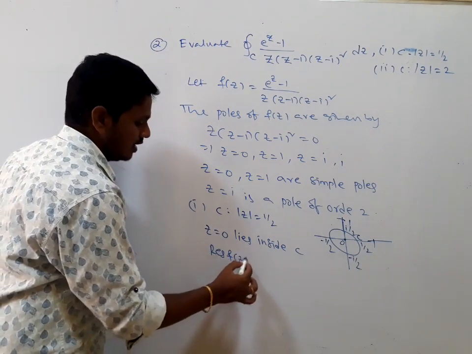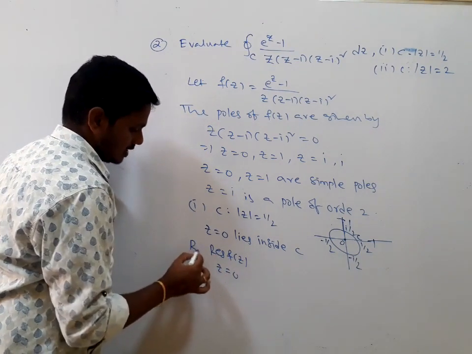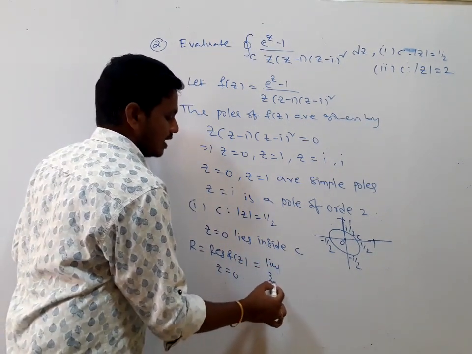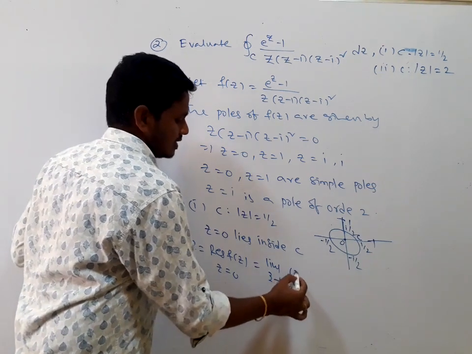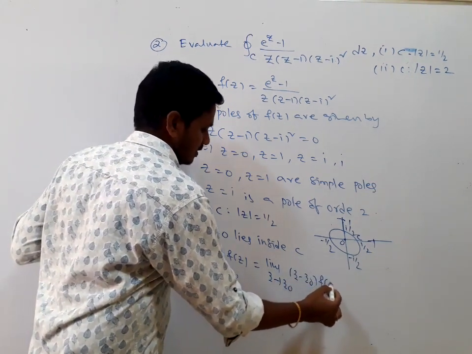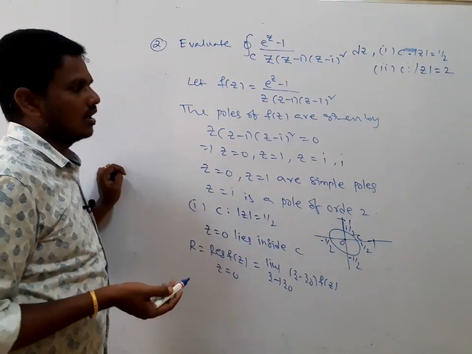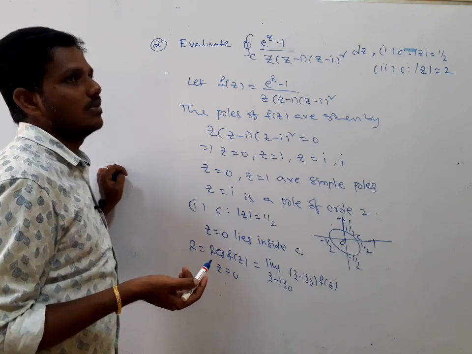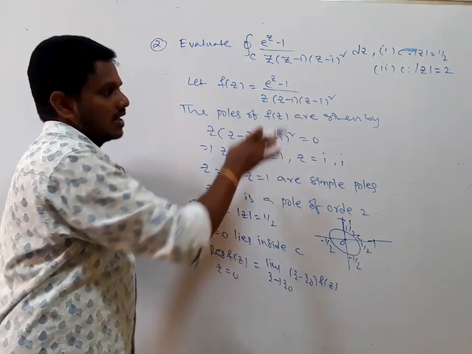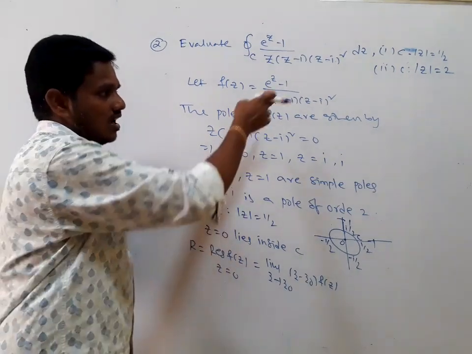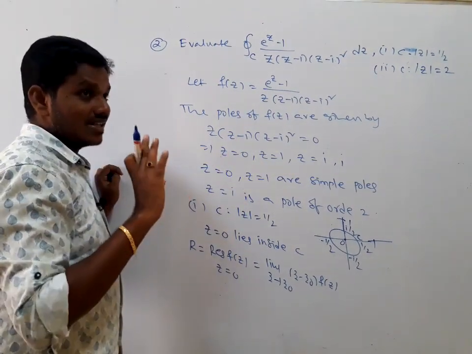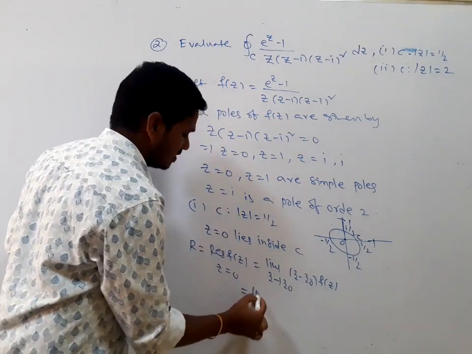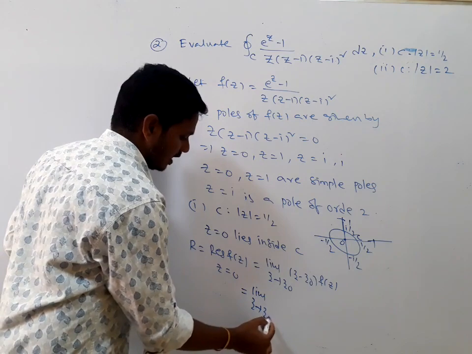Residue of f(z) at z equals 0 can be written as R, which equals, what is the formula? Limit z tends to z naught of (z minus z naught) into f(z). You may take that formula also, that is phi(z) divided by psi(z). But phi(z) is no problem at all. Psi(z) is the product of the functions, not 3, 4. So for finding psi dash of z there is a problem, right? So it is better to choose based on the situation; there is no rule for that.